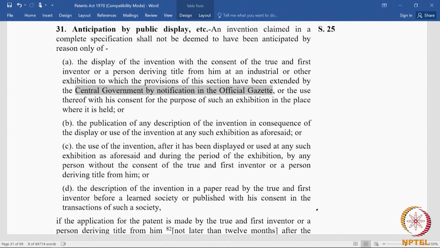So the display has to happen with the consent of the inventor or with the consent of the applicant. Let us put it that way. It should happen with the consent of a person who is entitled to apply.